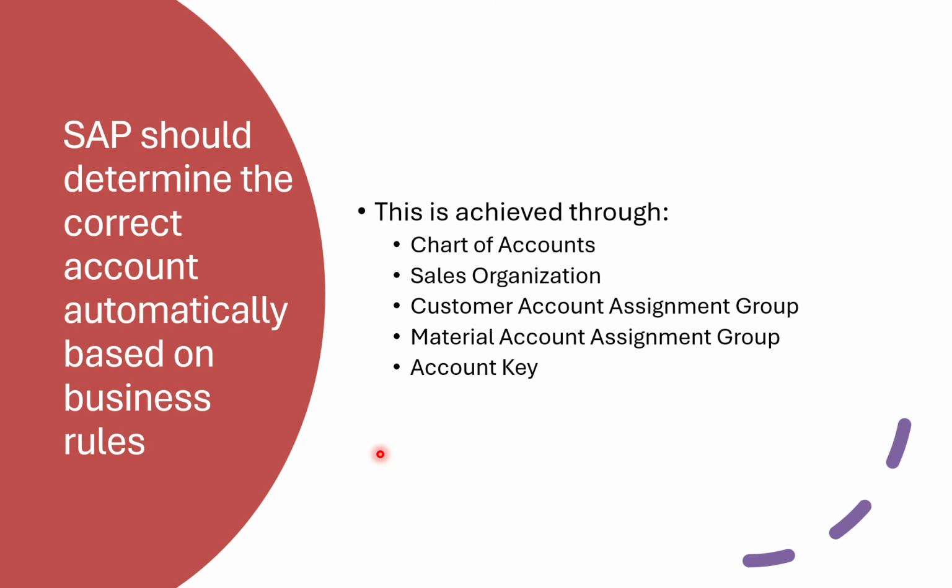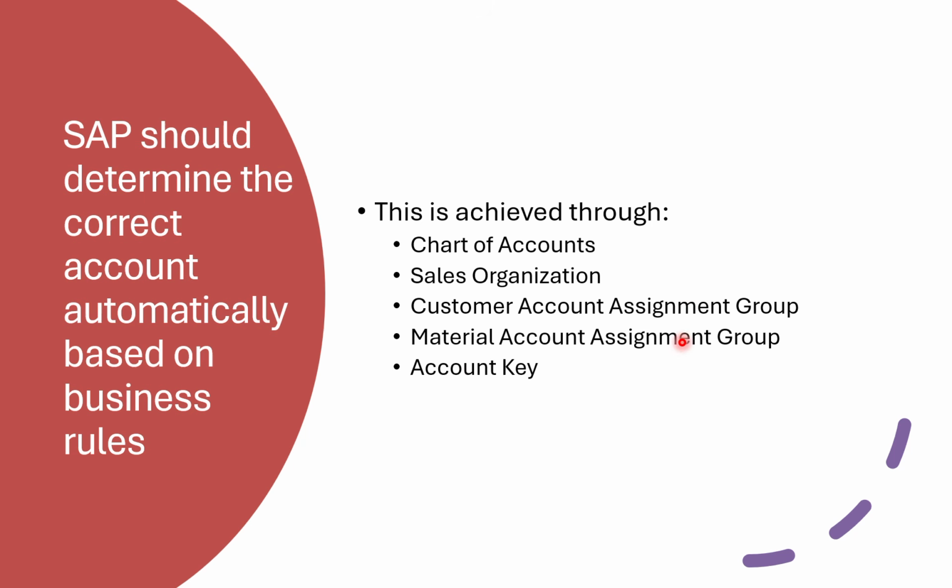And how does SAP determine the correct GL? This is the combination most companies use in real time as well. Whenever you're working for a client, most of the clients will use this combination only. That is chart of accounts, sales organization, customer account assignment group. The customer account assignment group defines the nature of the customer, like whether he is a domestic customer, an export customer, or an affiliated company customer within the company.